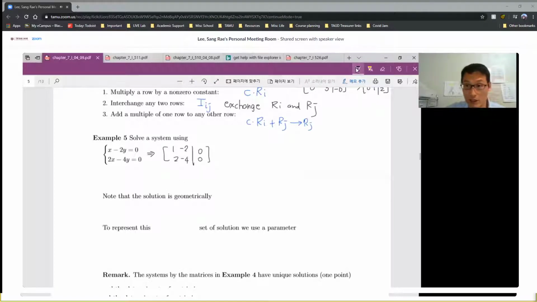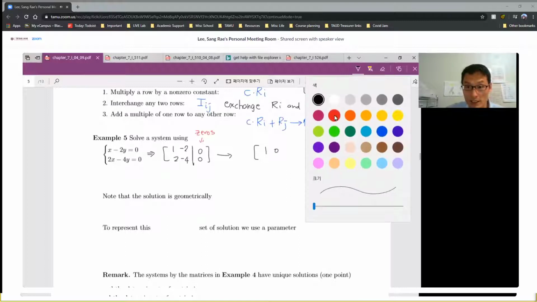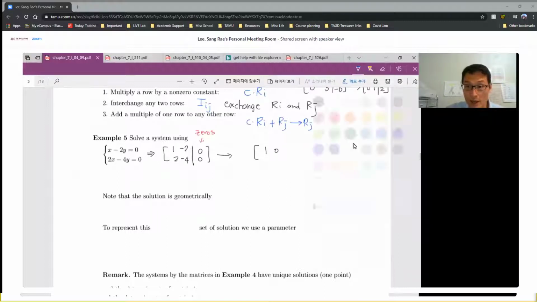One interesting thing is we have only zeros in this column. Good. Well, eventually you want to have the identity matrix. Well, it's obvious to have the identity matrix. So you want to eventually have 1, 0, 0, 1. But once you kill this number 2, so you need 0 in this position, right?